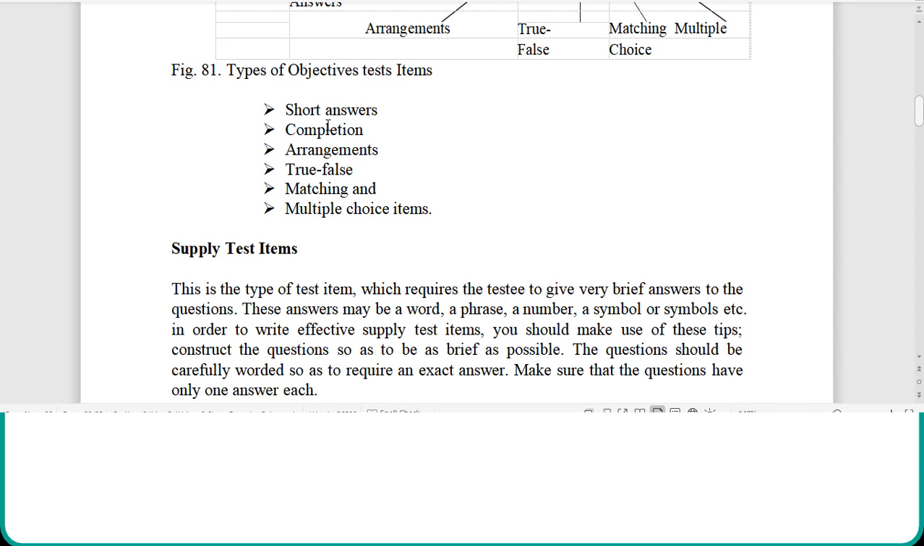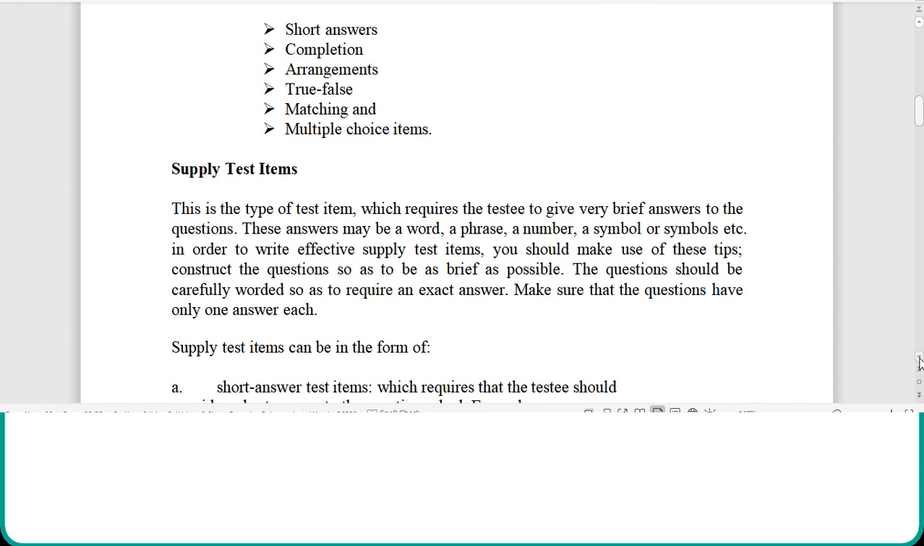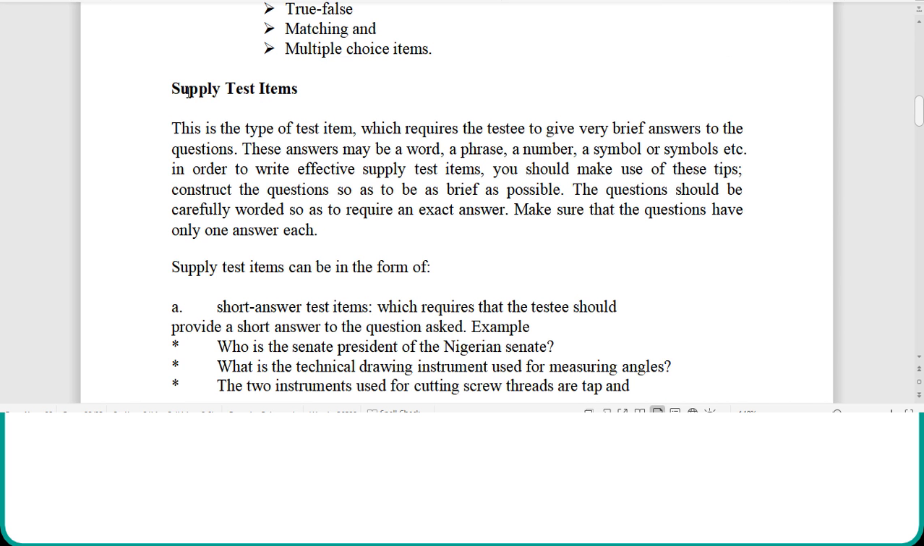Number one is the short answers, number two completion, number three arrangement, number four true-false, number five matching, and number six MCQs, multiple choice items. So, supply test items. This is the type of test item which requires the testee to give a very brief answer to the question. These answers may be a word, a phrase, a number, a symbol, etc. In order to write an effective supply test item, you should make use of these tips. Construct the question so as to be as brief as possible.